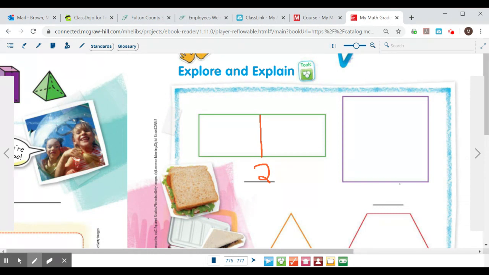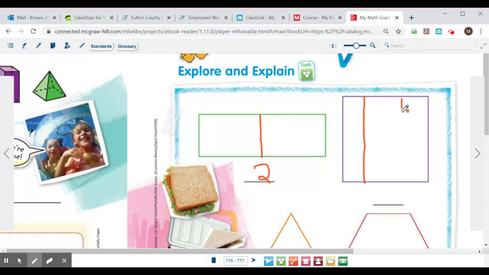Looking at my 1, 2, 3, 4-sided figure here, which is a polygon and a quadrilateral, this shape is called a square. If I wanted to split this into 3 equal pieces, I could do it in a couple of ways. I could make my lines going from side to side, or I could draw my lines going up and down. I think I'll do mine going from top to bottom.